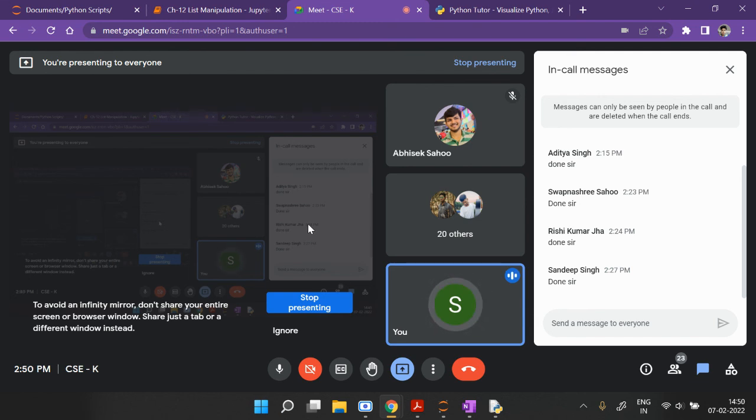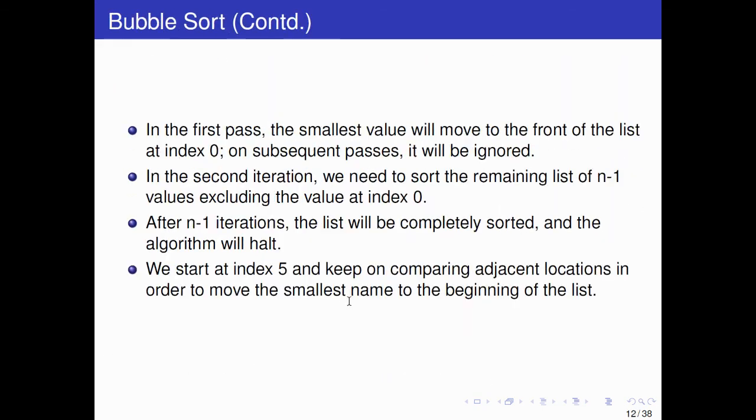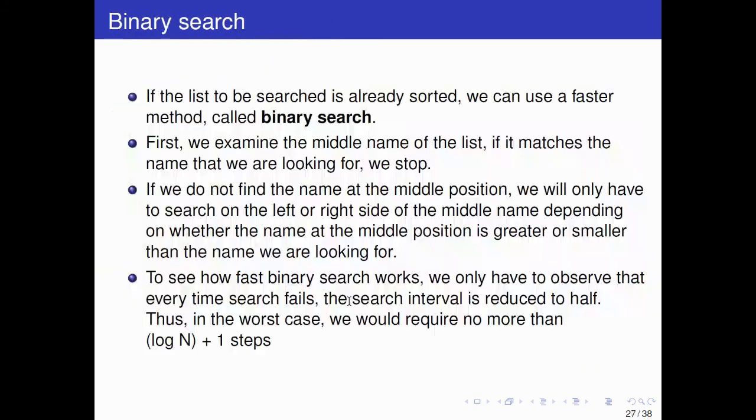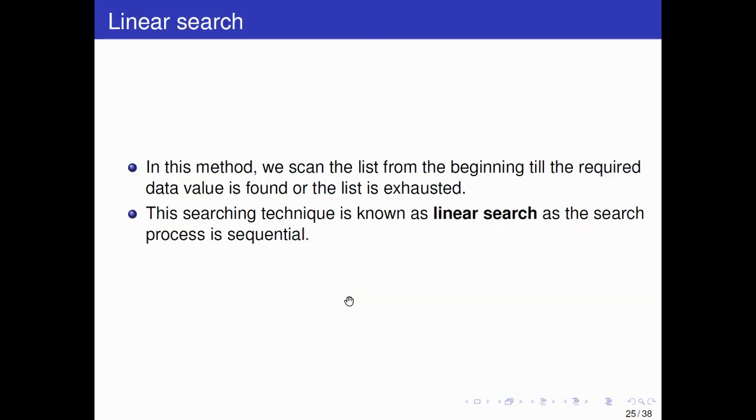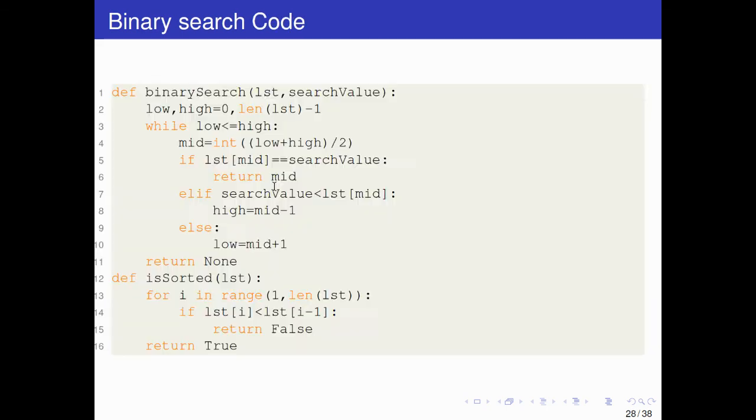Okay, so in linear search, what we were doing, we were just comparing the value, right? Here we were checking the list value at index i against the search value, then return i, else return none. In binary search, what we are doing is low, high, and mid. According to that mid every time, we are dividing the list into half in every iteration. If your value is equal to mid, return mid.